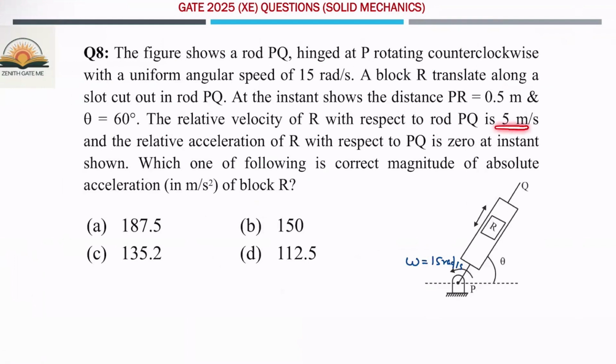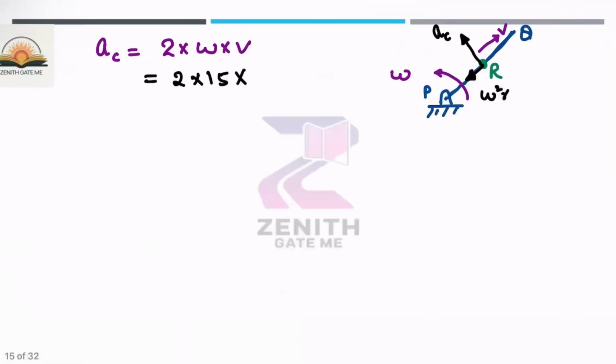Velocity is nothing but 5 meter per second. So this is 5 meter per second. This is nothing but 150 meter per second square. Okay, this is one acceleration.